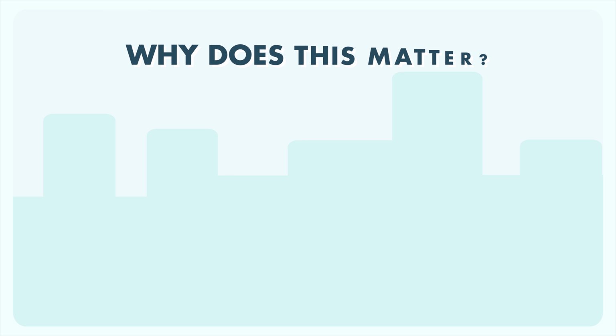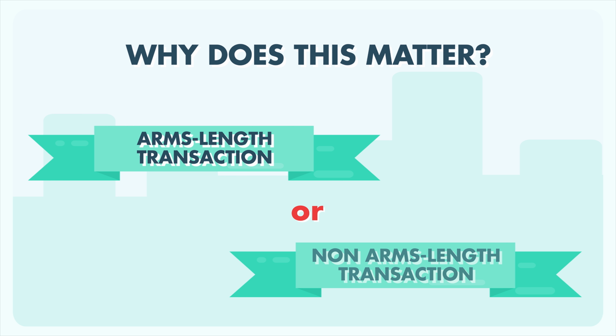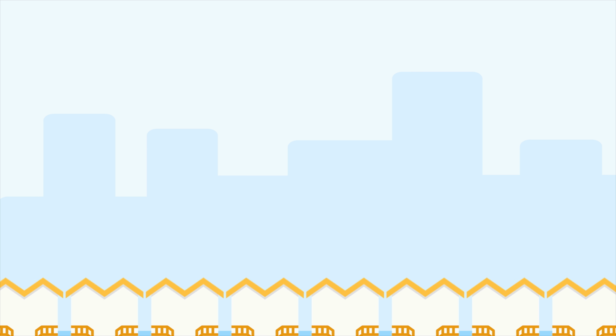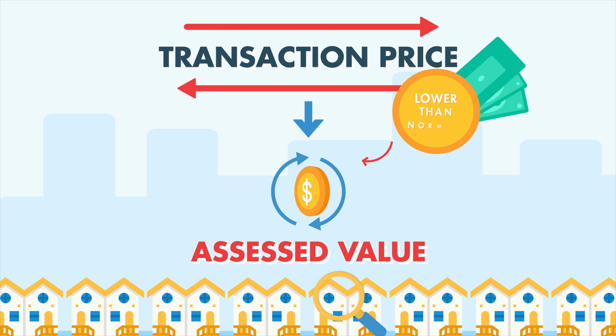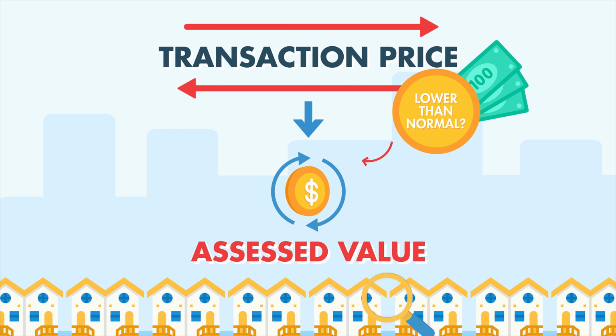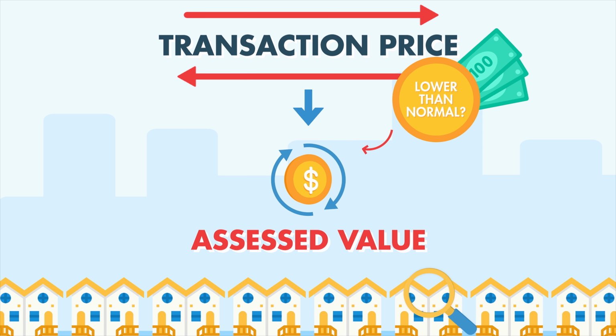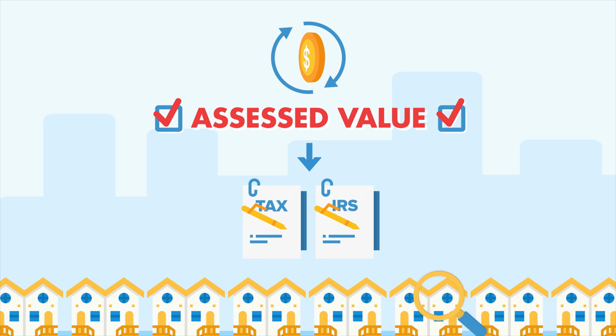So why does it matter whether a deal is arm's length or non-arm's length? Well, there are a few important reasons for this. First of all, the property's assessed value is based on the transaction price, and if that price is lower than it normally would have been if the property had been sold in a normal arm's length transaction, the assessor is going to need to know about this so they can make adjustments and ensure the assessed value stays accurate, reflecting the property's true value, not the artificially lower value shown in a non-arm's length transaction. And the assessed value of a property will determine future property tax amounts for the owner, and it can also have big implications for taxation from the IRS on investment properties.